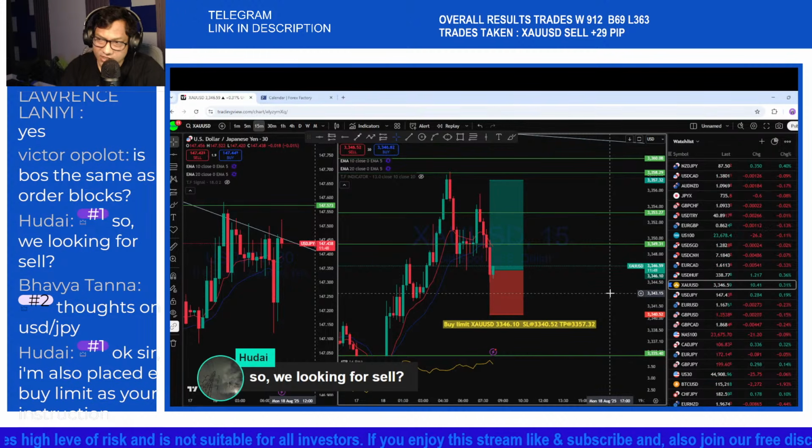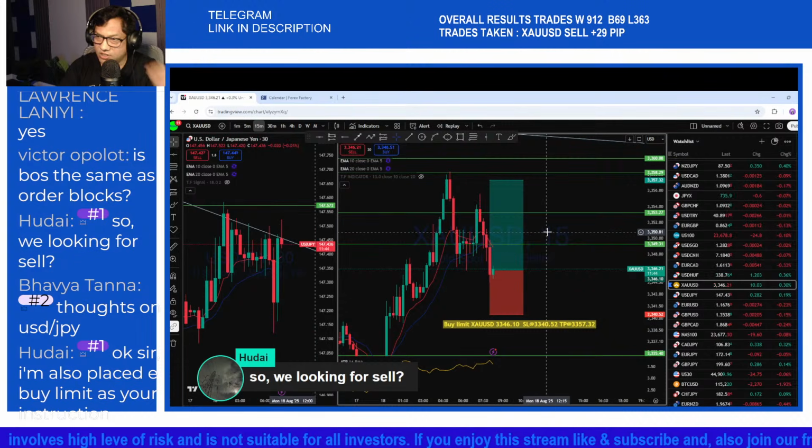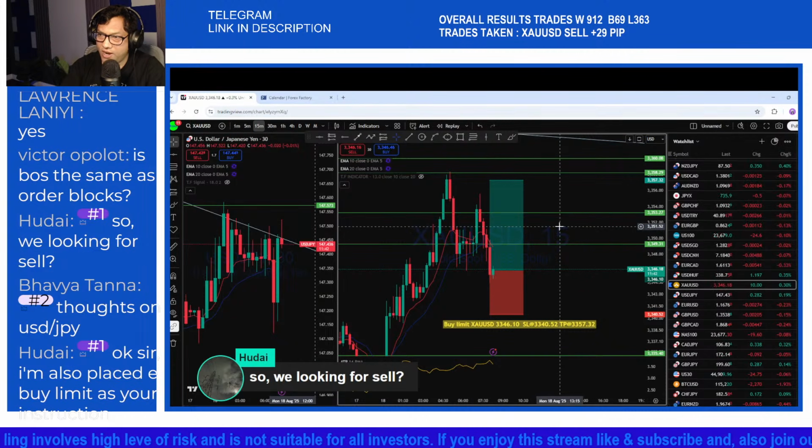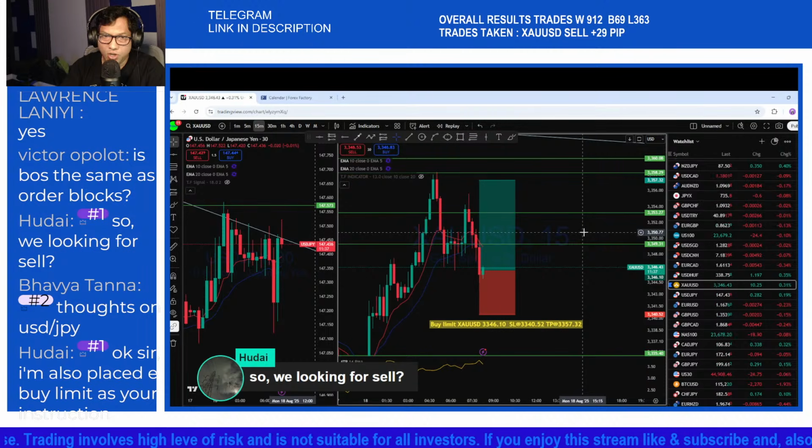Okay, so you can see there is a primary rejection here, and with that rejection you need to see the market go back up for another wave of bounce here. That's what we are looking for, that move in this market.